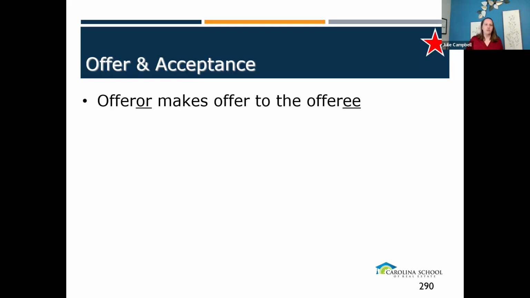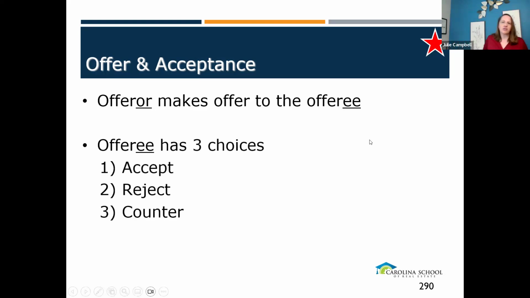Why don't you guys all unmute? This is always fun. Everybody on mute. The offeree has received an offer from the offeror. What are the offeree's choices? They can accept, reject, or counter offer. That was awesome. You guys can remute, and I can open that too. I can mute y'all, but I can't unmute y'all. There we go.